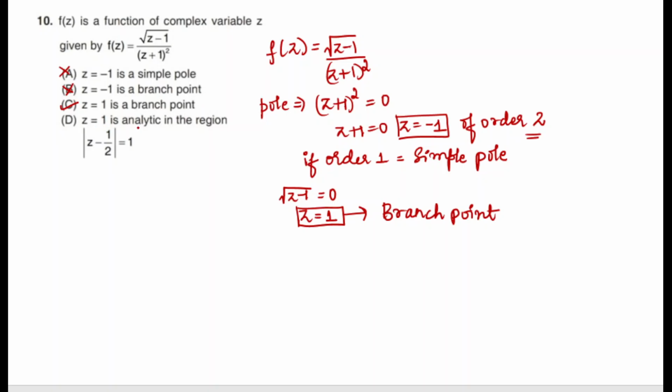And z equal to 1 is analytic? If z equal to 1 is a branch point, then that branch point is neither differentiable nor analytic. That is clearly the condition of a branch point. It is not analytic, but they have given it to be analytic in the region. No, this is also a wrong option. Option C is the right option, that is z equal to 1 is a branch point. Yes. Let us proceed to the next question.